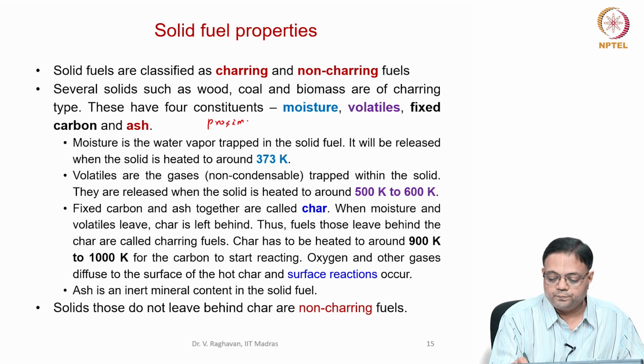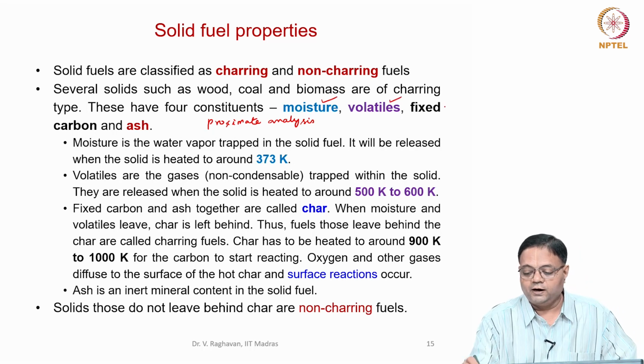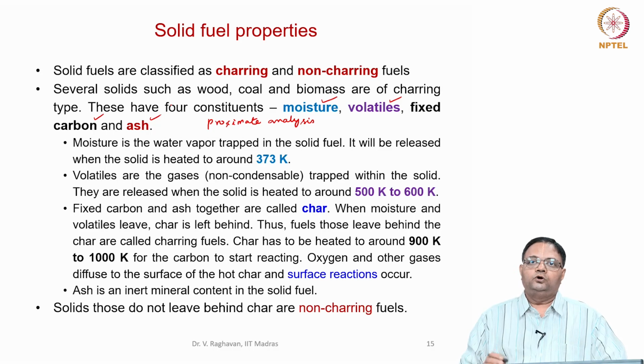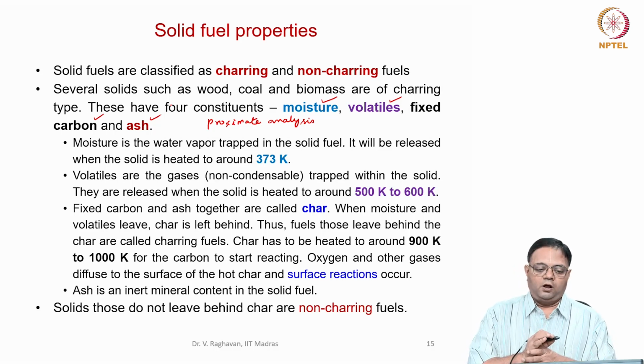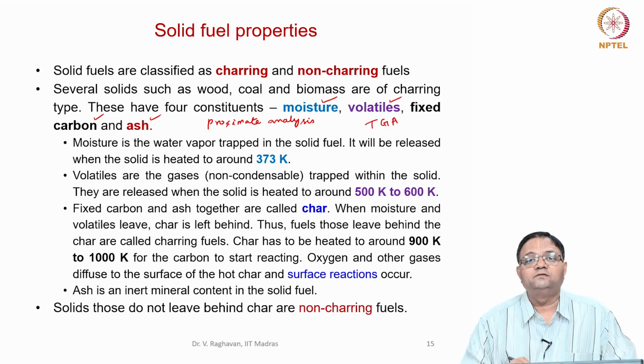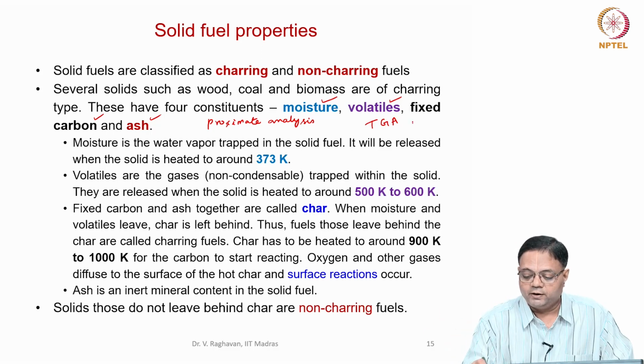Proximate analysis: moisture, volatiles, fixed carbon and ash. So now what you do is take a solid sample and try to heat it. This apparatus is called a thermogravimetric analyzer. For example, a thermogravimetric analyzer.